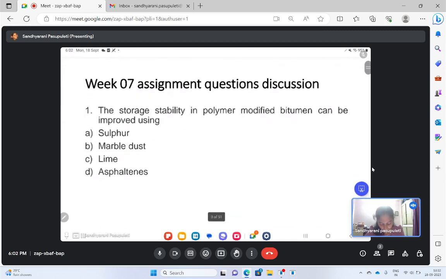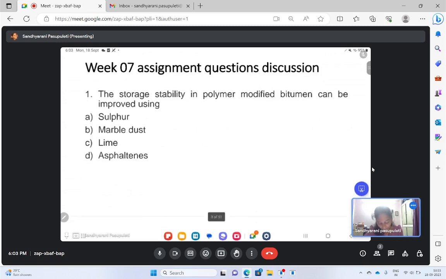So if you look at the week 7 assignment questions, the first question was: the storage stability in polymer modified bitumen can be improved using. Usually we confirm the storage stability of polymer modified bitumens because after adding these polymers into the base binder, in any case, we do not want the polymer to be separated from the base binder. We want it to be completely in reaction with the base binder. So in order to maintain the storage stability, as we have already discussed in the last class, we use sulfur.